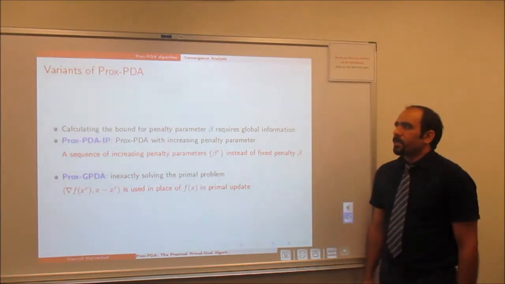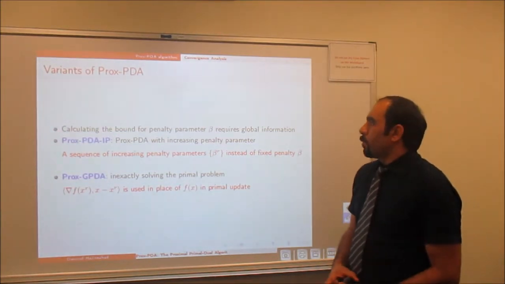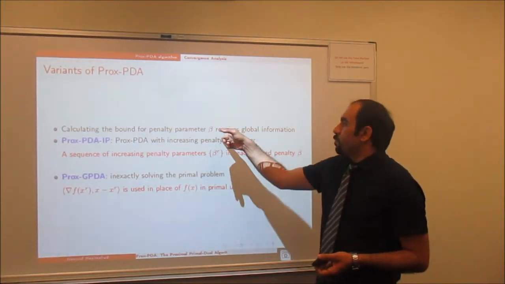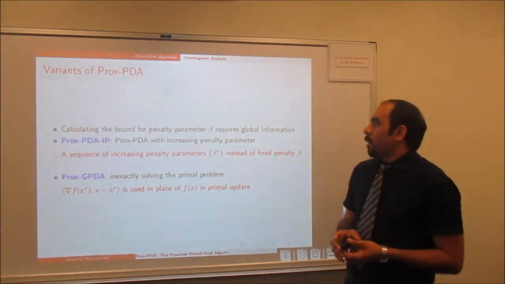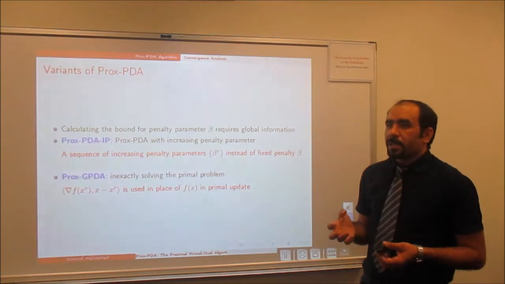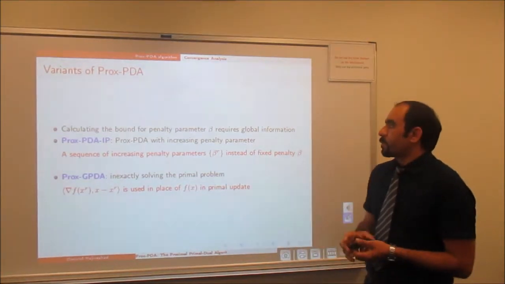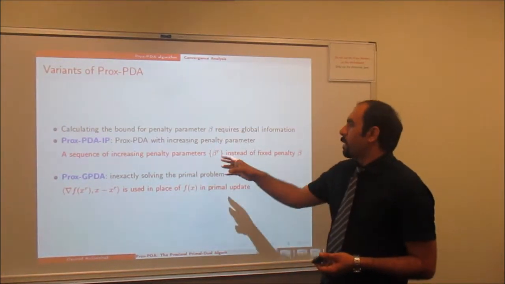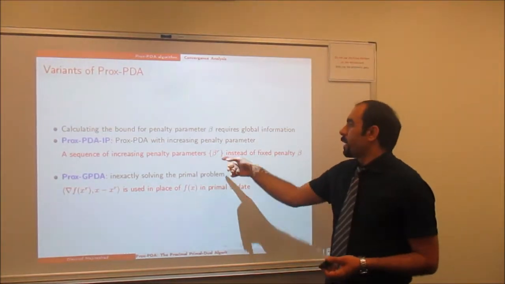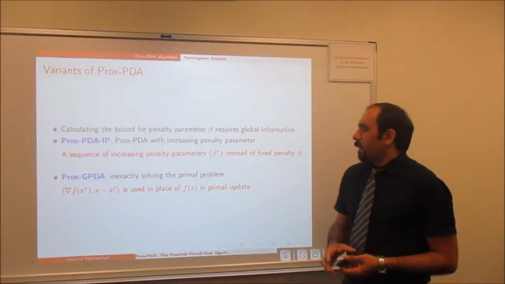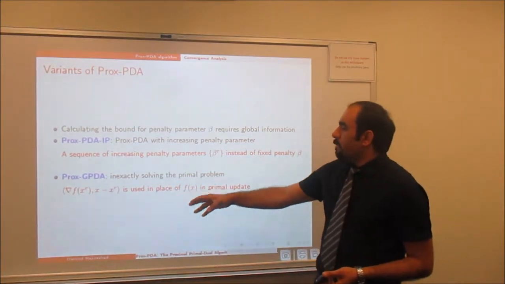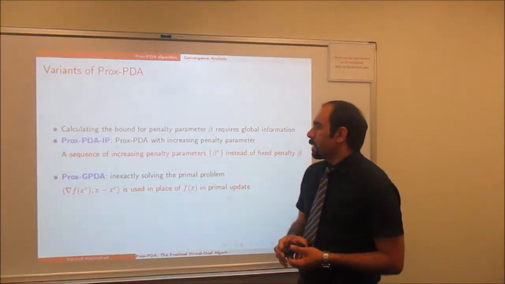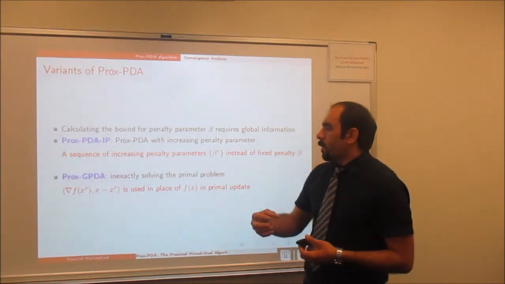So here are some variants of the Prox-PDA. In order to have a descent in the potential function, as I said, beta should be picked large enough. But the lower bound for beta needs some global information. It is difficult to calculate. So in this case, we replace beta with some node-specific beta^r, which is increasing. And in the second variant, we simply solve the primal problem using an inexact approximation.